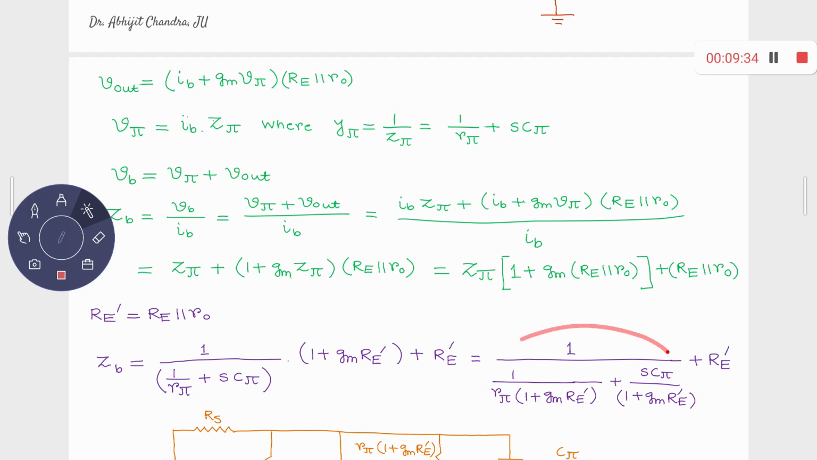So what is that? This is basically the summation. What is this? 1 upon R pi into 1 plus gm Re prime. So this is basically a resistance. The denominator is a resistance. This is also another resistance, the denominator 1 plus gm Re prime by s C pi. Right? So the summation of two, what is this? Summation of two admittances, and then 1 upon this. So ultimately it will be an impedance in that particular form.